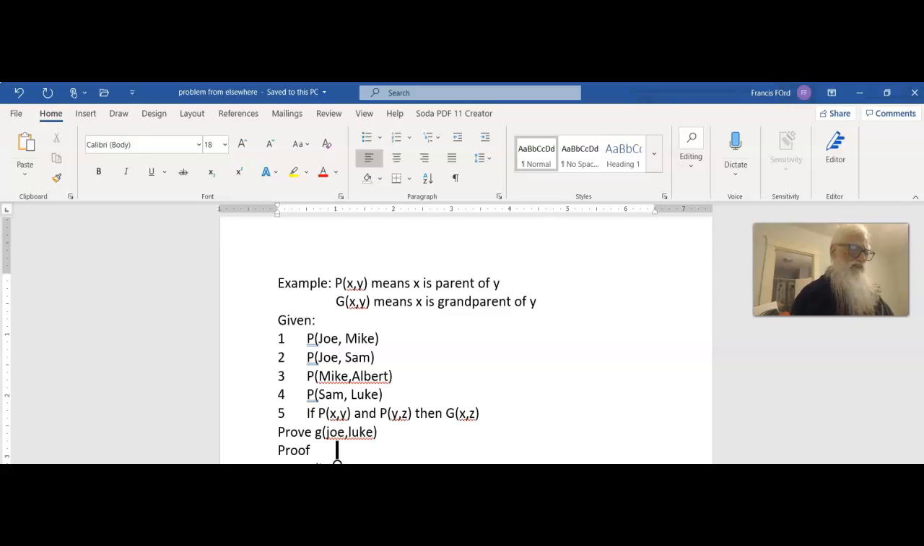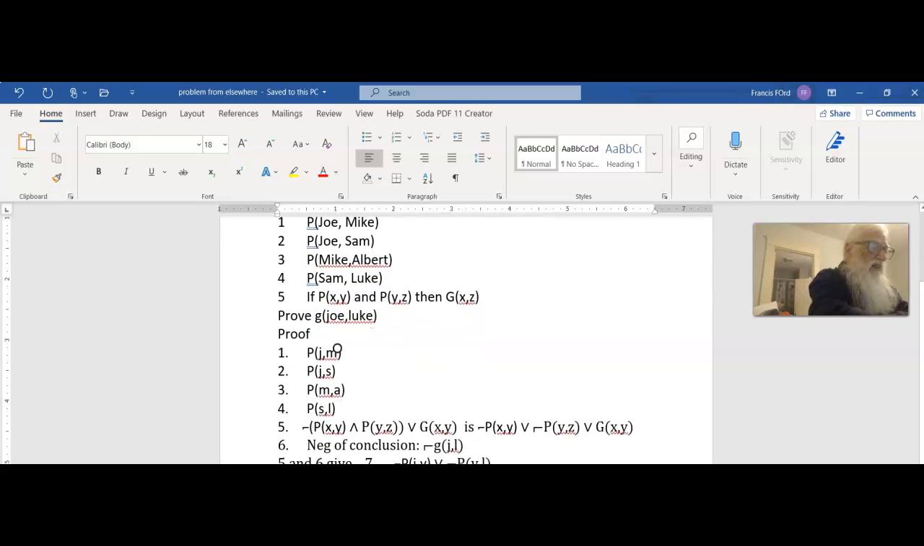And I'm defining grandparent for you. If Pxy and Pyz, then that means X is the grandparent of Z. I want to prove that Joe is the grandparent of Luke. Now, if this were a computer doing this, well, first of all, let me translate everything for you. The negative of the conclusion is just not GJL.